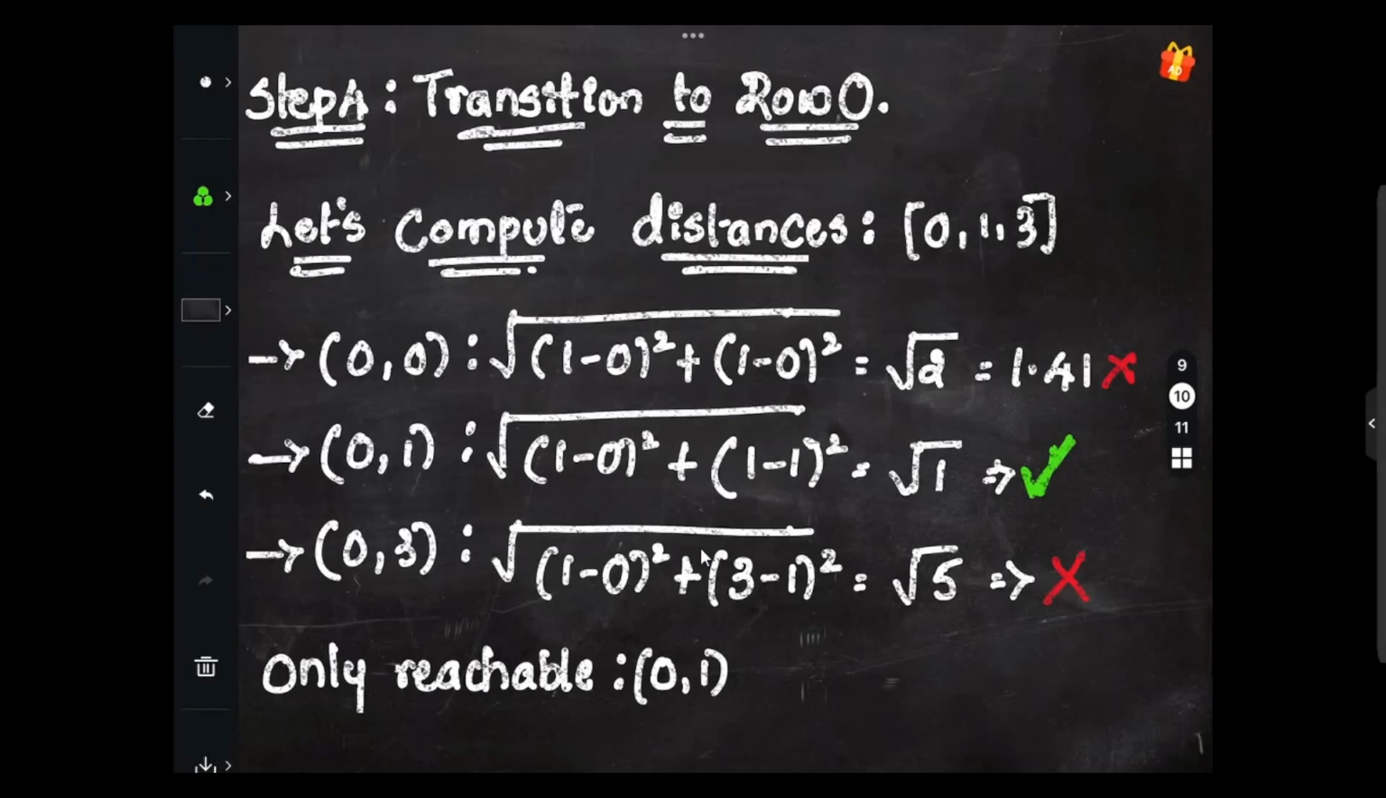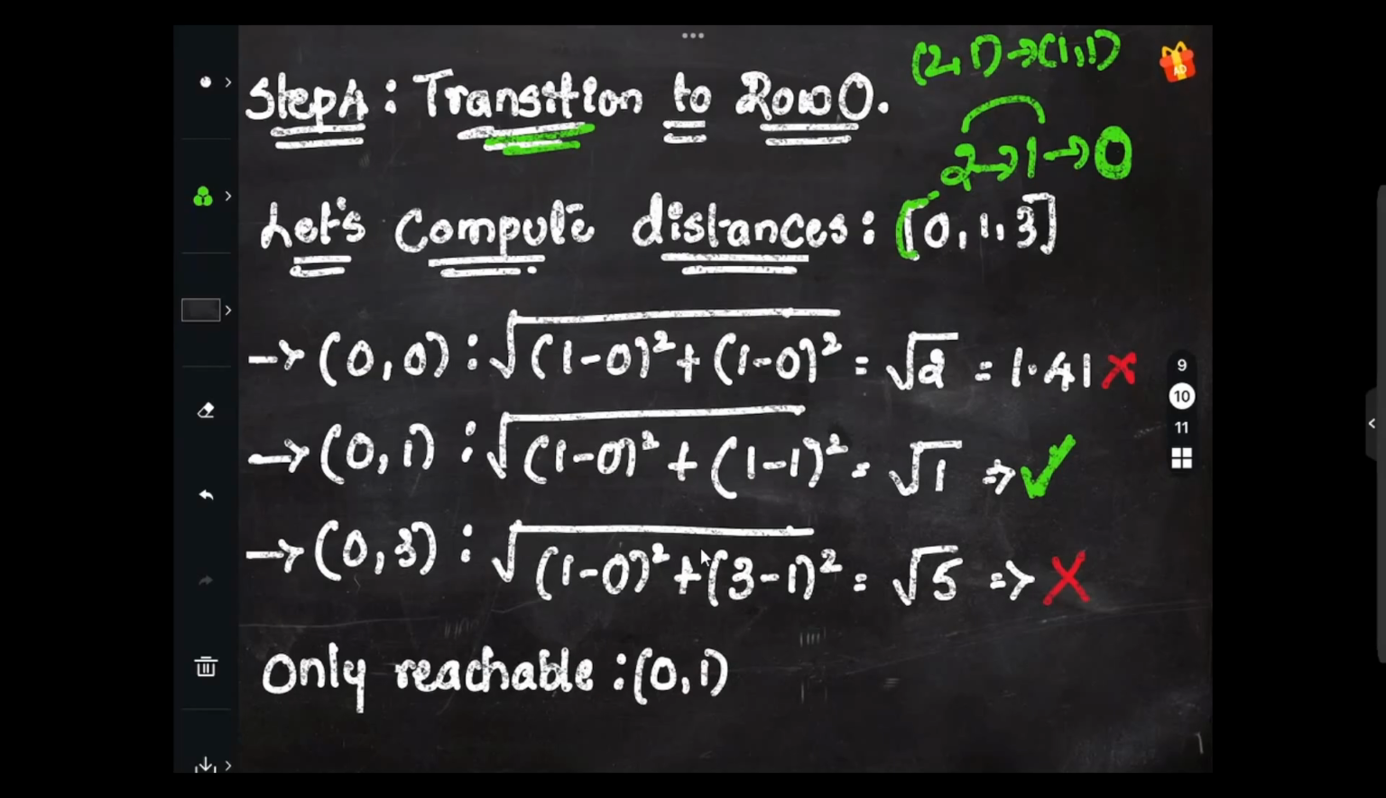Now we are going from transition to row 0. First we considered row 2, as Igor has to climb from bottom to top. Next we considered row 1. Then we saw all the transitions from 2 to 1. We applied the Euclidean formula and saw only one route was possible, from 2 comma 1 to 1 comma 1. Now we have to see the transition to row 0. So again, let's compute the distances. Here we have to consider 3 rows now.